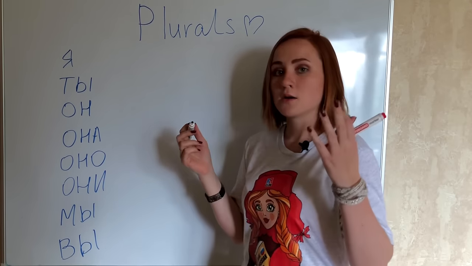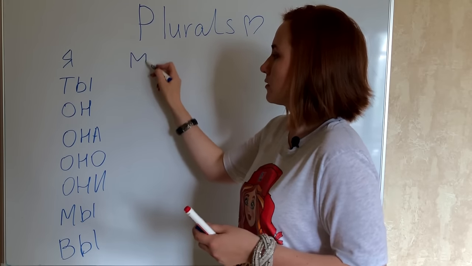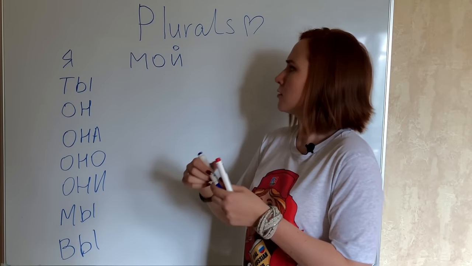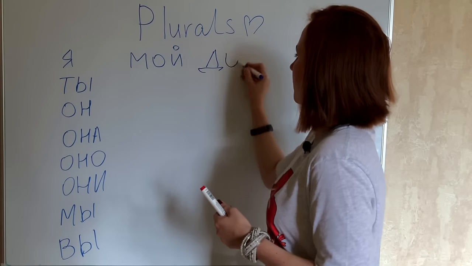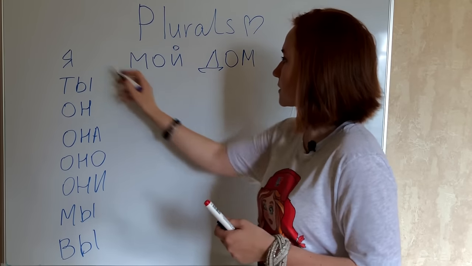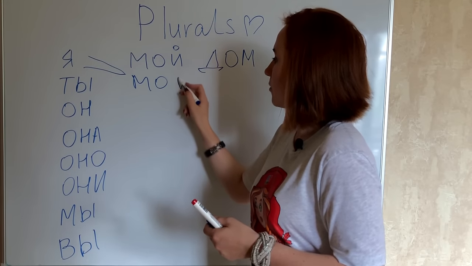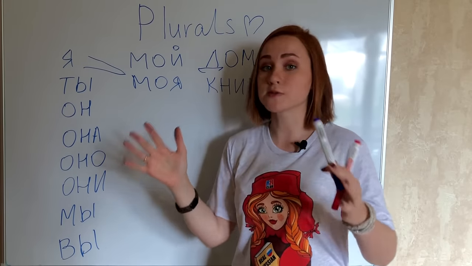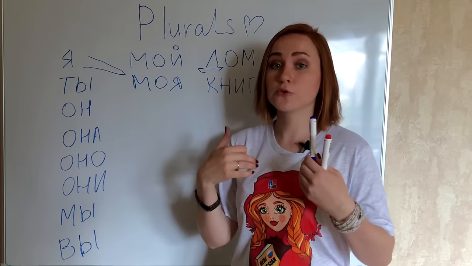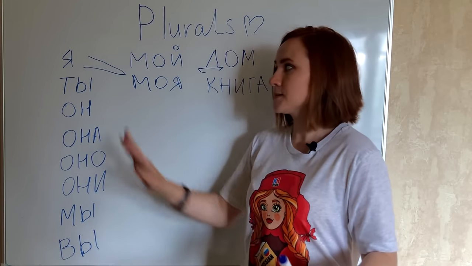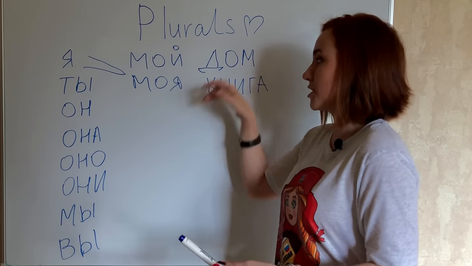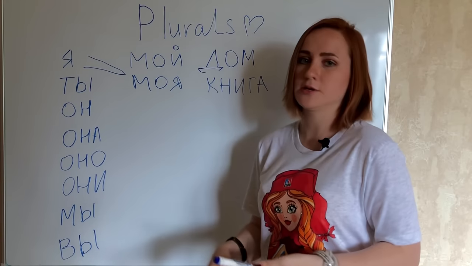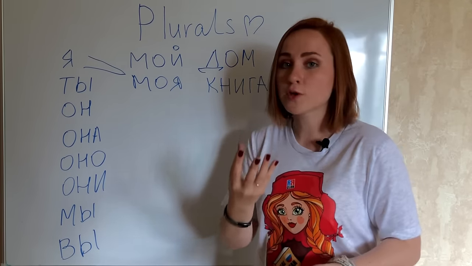And by the way, last week I received several questions about how to choose these possessive pronouns. For example, мой, let's say, house, my house, мой дом, and for example, моя книга, my book, моя книга. So, possessive pronouns have nothing to do with who you are. Male, female, doesn't matter. It only depends on the gender of what you're talking about. So, a house is masculine. Дом, so it's мой дом.